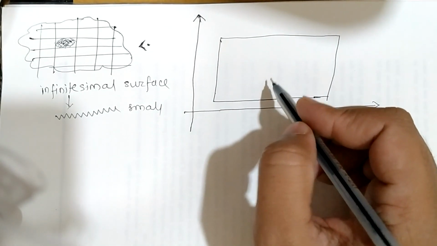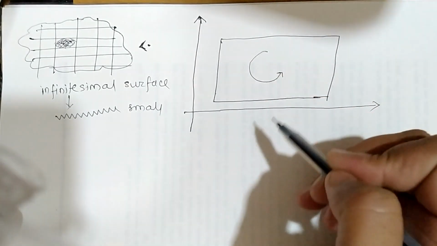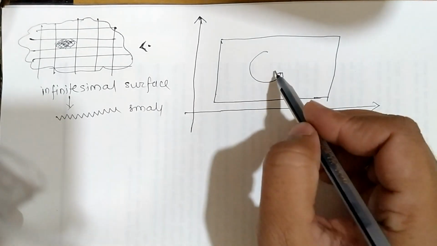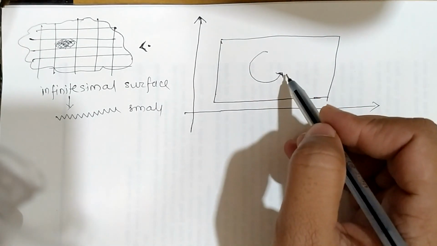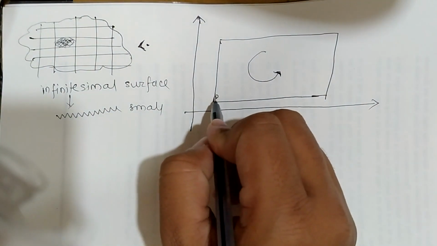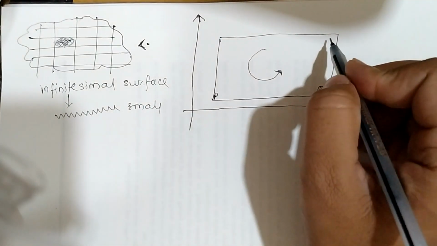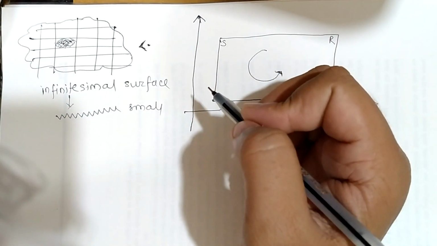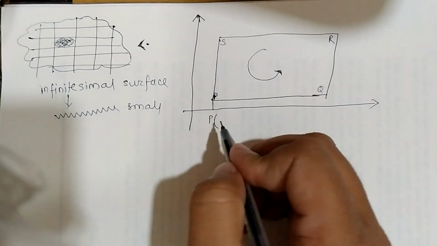So for this rectangle, I am considering the direction of the vector field as counterclockwise. No doubt you may take the clockwise direction, but for ease, I am considering the direction of the vector field in the counterclockwise direction. So I will name this vertex P, this vertex Q, the upper right one R, and the upper left one S.